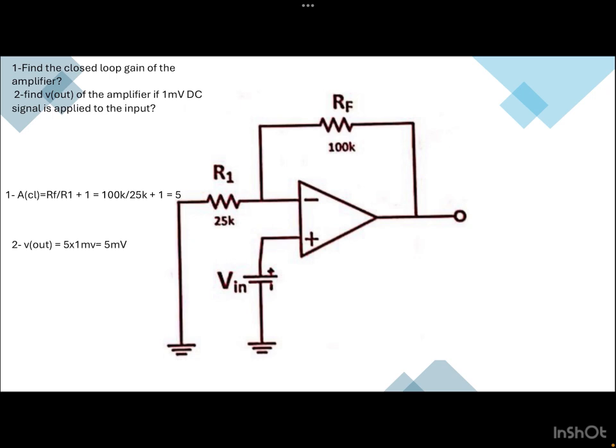Find the Vout of the amplifier if a 1 millivolt DC signal is applied to the input. We can multiply immediately because we have the gain. So Vout equals the gain multiplied by 1 millivolt. This is the Vout.